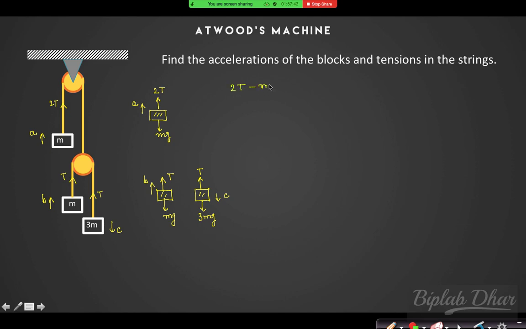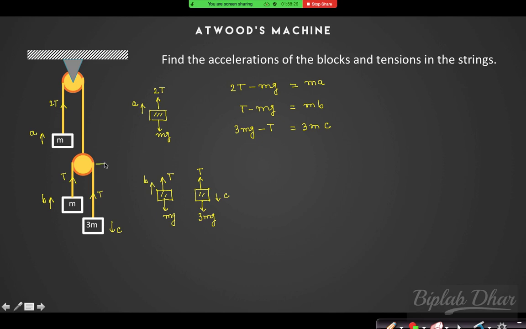Equations I'm writing: 2T minus mg is equal to ma. This equation: T minus mg is equal to mb. And 3mg minus T is equal to 3mc. Now you can see a, b, c and T. 4 unknowns are there, so we are short of one equation. Can we find one constraint equation with a, b, c?